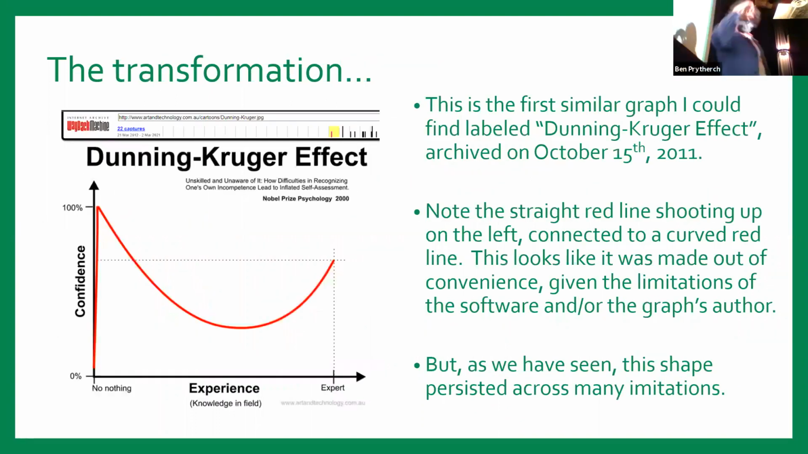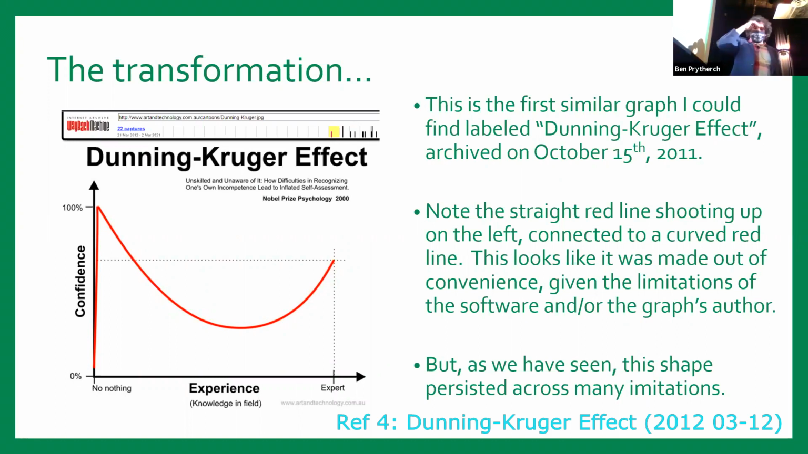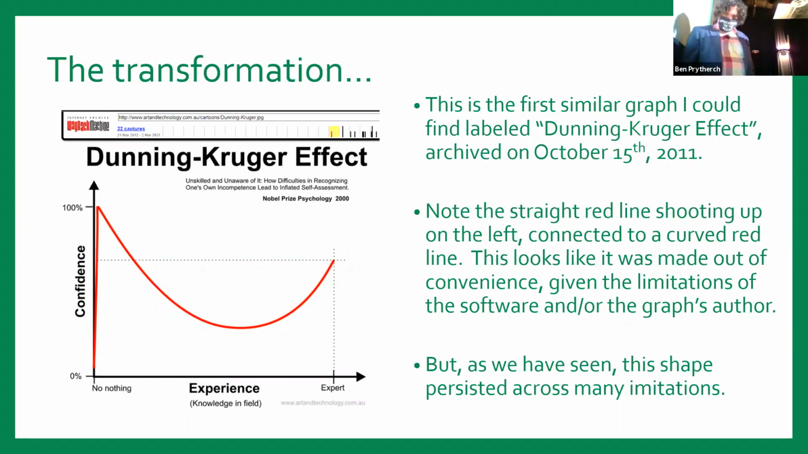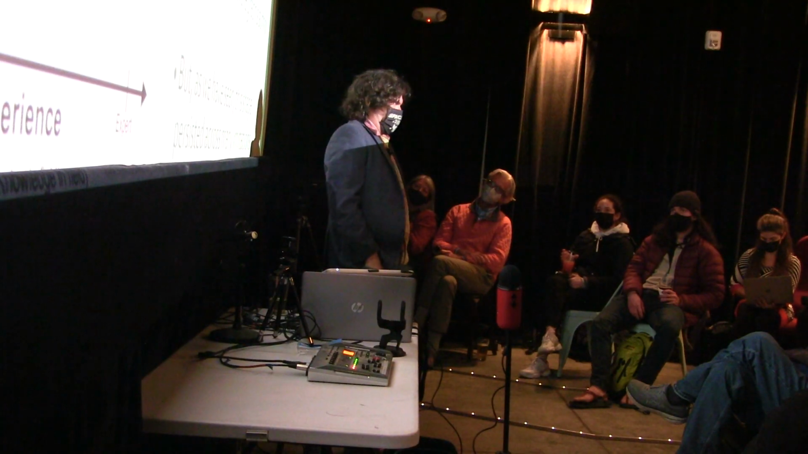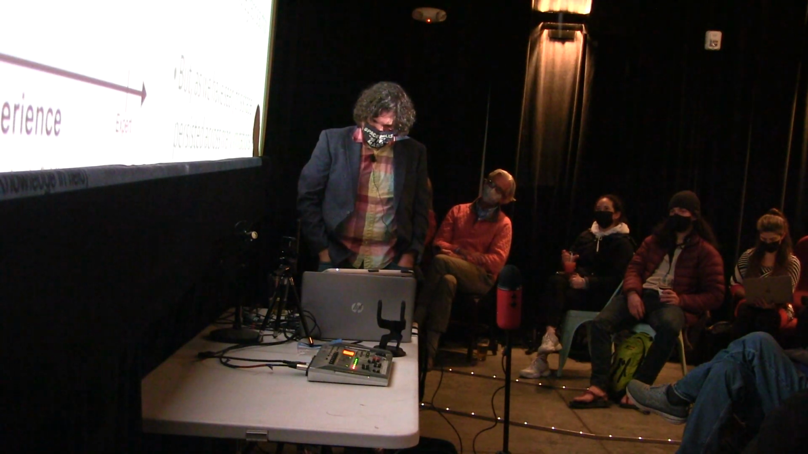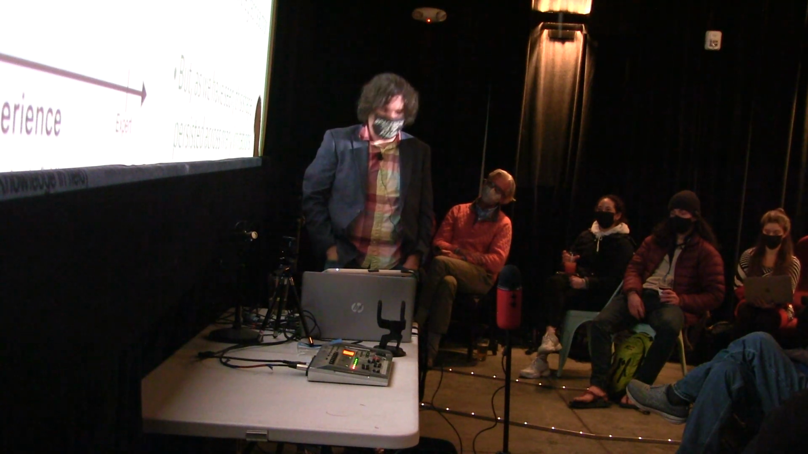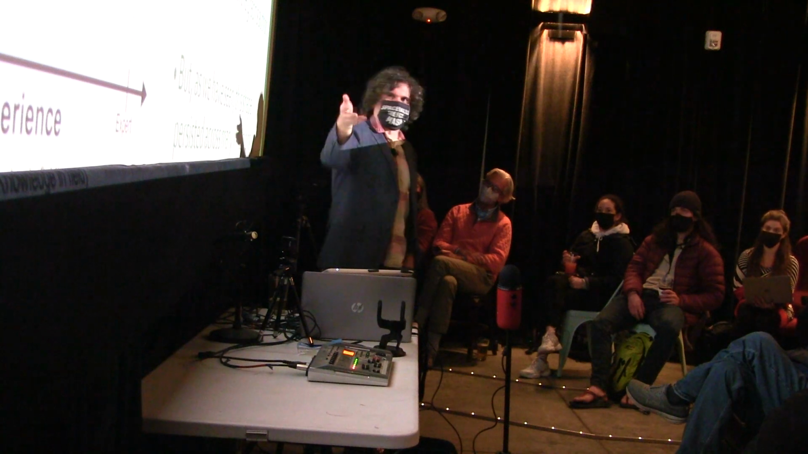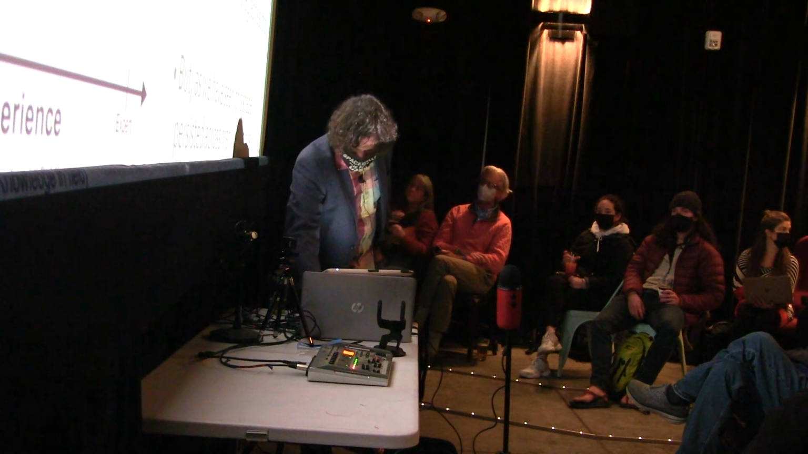And now the transformation. This is the one with nothing at the bottom. It lives. I had to find it on the Internet Archive in the Wayback Machine. This is the first one I could find that was actually labeled the Dunning-Kruger effect. October 15th, 2011. And I just note here, this looks like this straight line shooting up and then doing that. I'm guessing this was made from convenience given potential limitations of software, such as I only have MS Paint. But I think it's kind of interesting that that shape persisted through so many different copies, and I don't know where that came from.